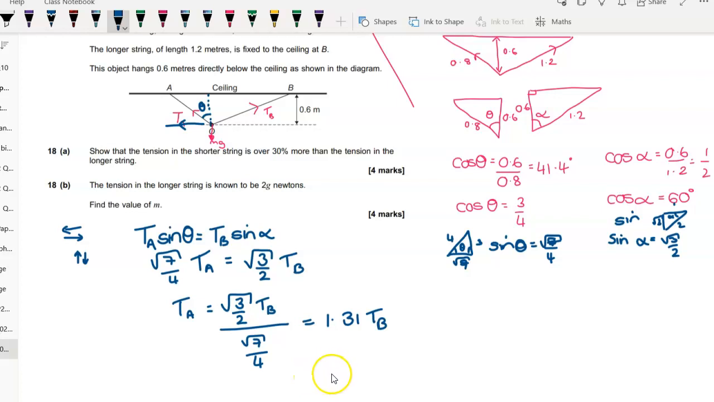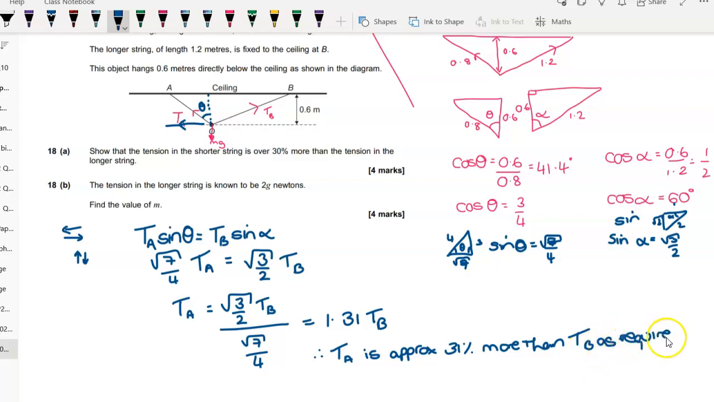So TA is equal to 1.31 TB, therefore TA is approximately 31% more than TB, as required. Now you didn't need to do all that cheeky Pythagoras stuff here for that. You could have got values out of your calculator and just calculated them, but I just wanted to be as accurate as possible. Right, now we know that the tension in the longer string is known to be 2G. Find the value of M.